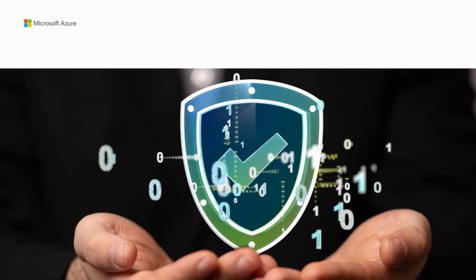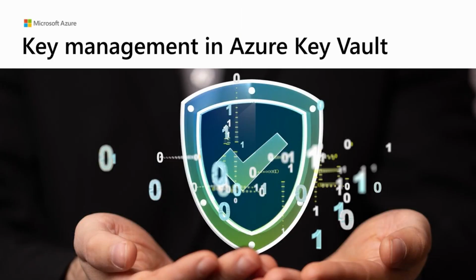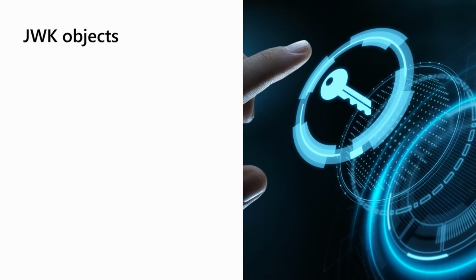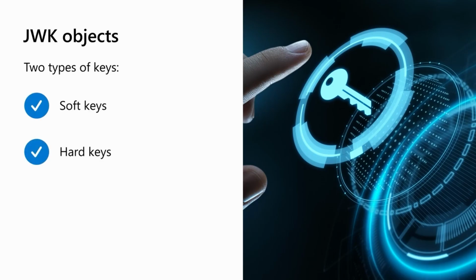Hello, and welcome to the video, Key Management in Azure Key Vault. In this video, you will learn about the process of creating Key Vault keys, exploring the various key types available, and the best practices for key management. Regarding cryptographic keys in Key Vault, they are represented as JSON web keys, frequently known as JWK objects. There are two types of keys, depending on how they are created, soft and hard.